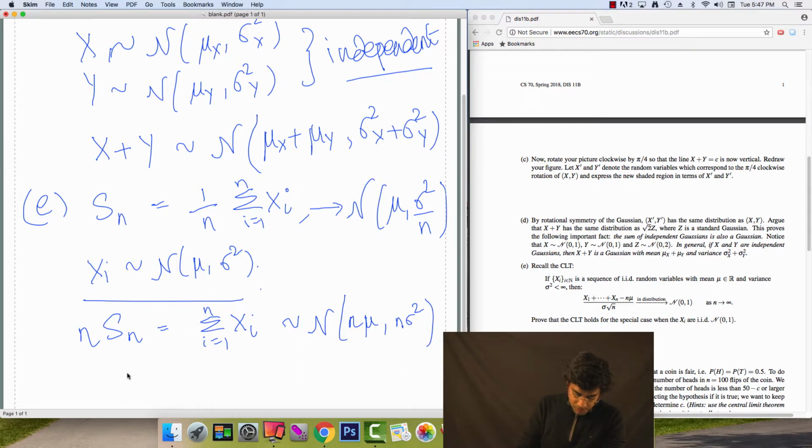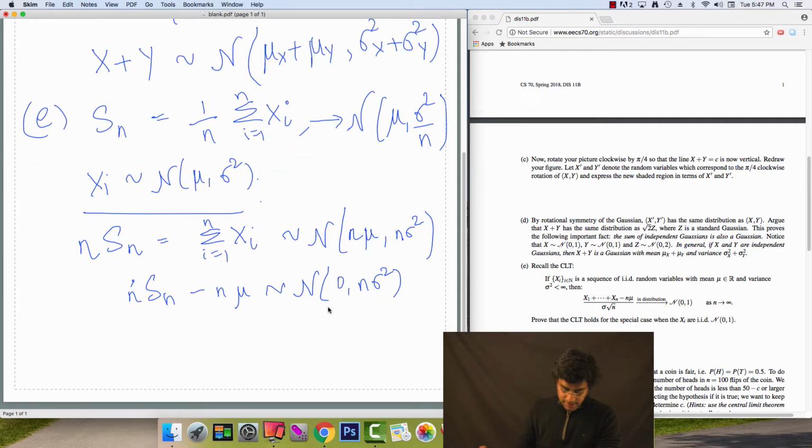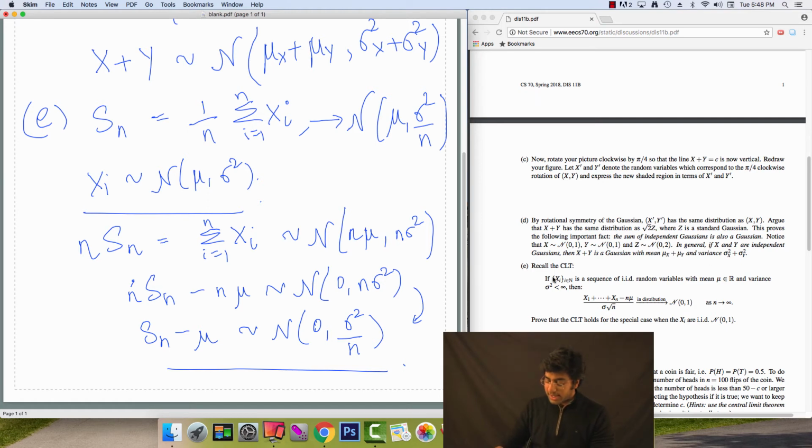which in particular implies that n S sub n minus n mu will be normal on 0 and n sigma squared. And finally, that S sub n minus mu would be normal on 0 and sigma squared over n, where in this last line, I have used the jump that if I divide by n, the mean of 0 is still 0, but the variance changes by a factor of 1 over n squared. And that's exactly what part E tells us.